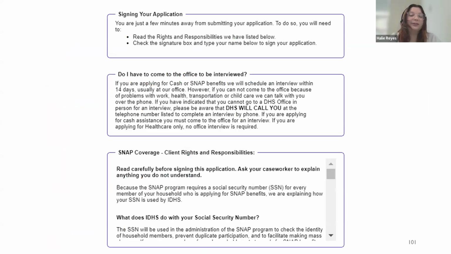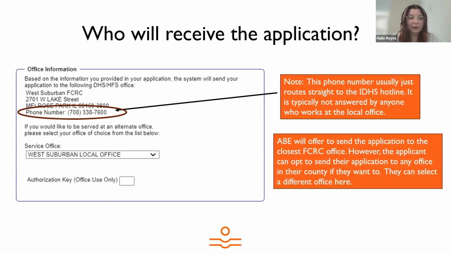And then you'll go to signing the application. So make sure you read this to your client, or that they have this information and can read it for themselves. It'll state where the application's going. So it'll automatically choose the closest FCRC to your client's address. It'll also state the phone number for that FCRC. Just so you know, this will just lead to the IDHS hotline. It is not actually going to go to the local office, unfortunately.